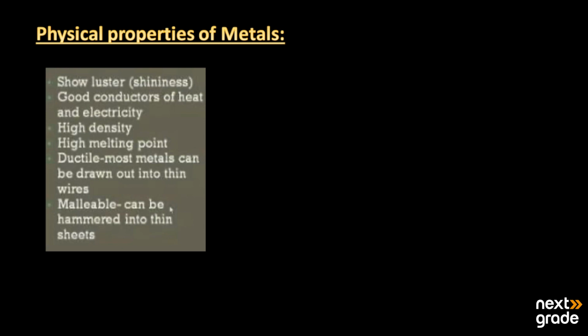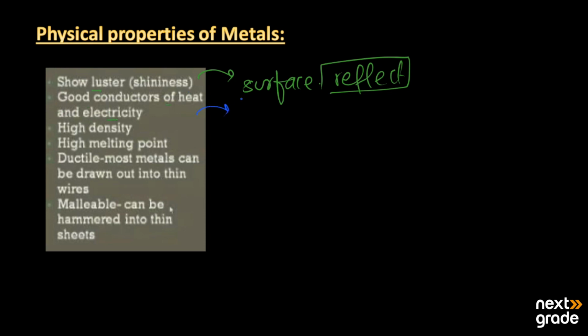That is, how different metals look, or what their main properties are. Number one, they show luster. Luster means their surface is shiny; they can reflect light and shine. Next, they are good conductors of heat as well as electricity. Why are they good conductors? The simple answer is that they have free electrons, or they can lose electrons easily, so that's why they are conductors. They have high density.